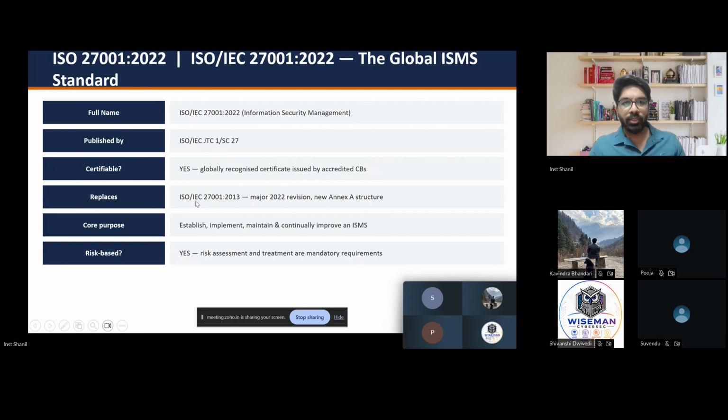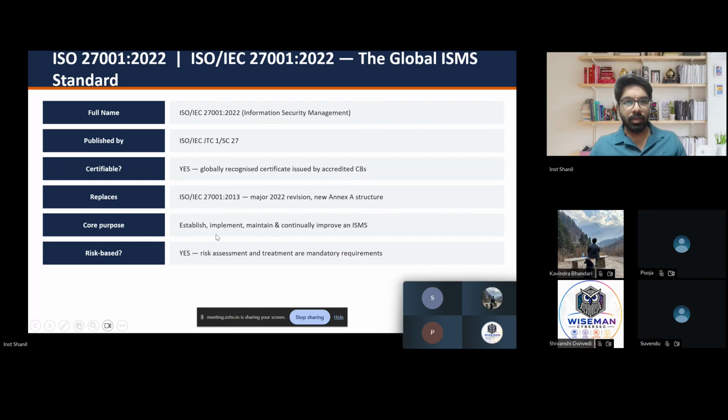Replacements. For ISO 27001, the earlier version was 2013, and it had a major update in 2022 where 14 controls were deleted and merged into a total of 93 controls. So we have an Annexure A structure where all the 93 controls are detailed out. We'll be studying each and every one of the 93 controls in the coming slides.